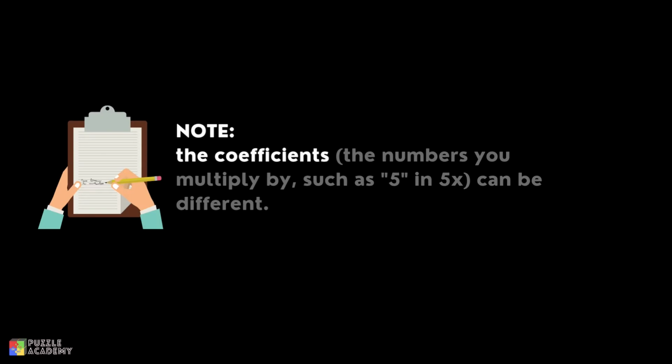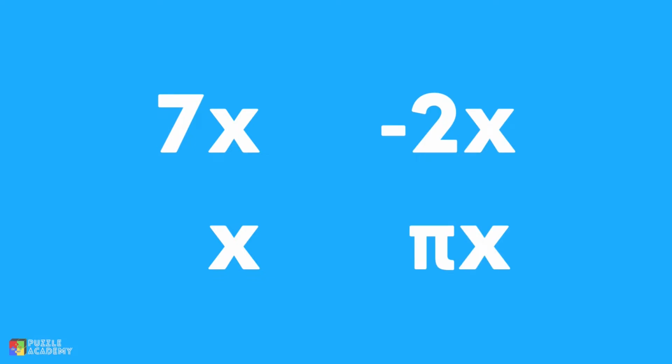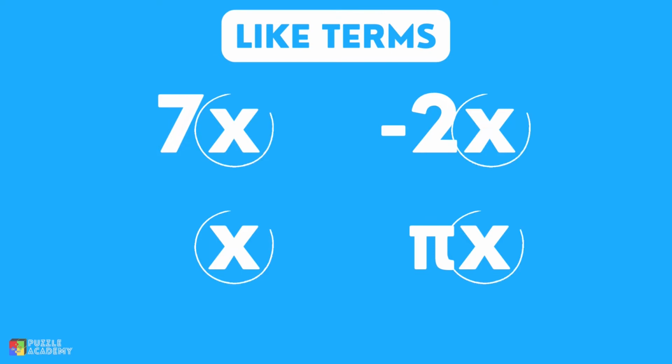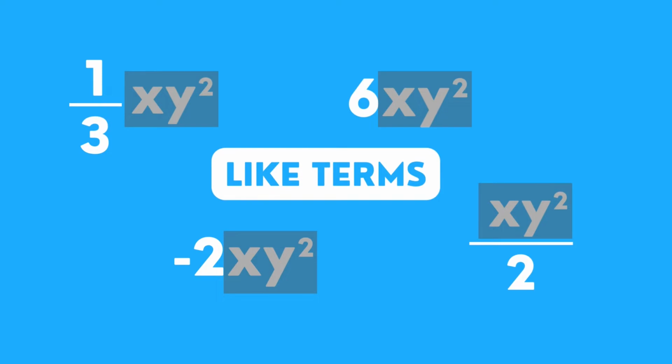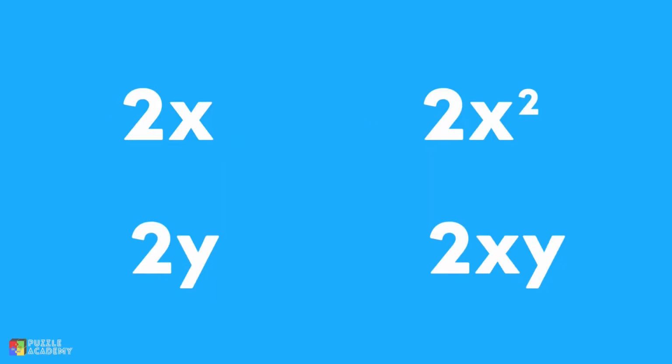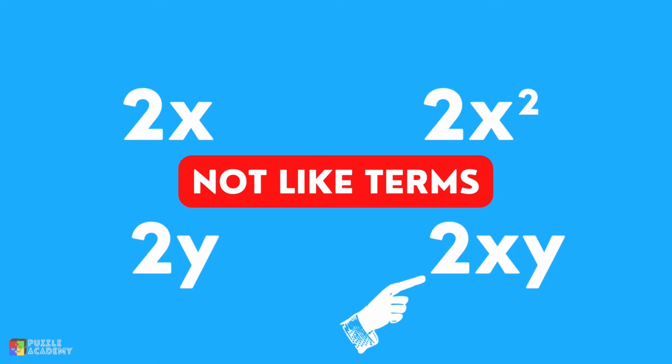Let us take note that the coefficients, or the numbers we multiply by, such as 5 in 5x, can be different. For example, 7x, x, negative 2x, or pi x are all like terms because the variables are all x. Another one, 1/3 xy squared, negative 2xy squared, 6xy squared, xy squared over 2 are all like terms as well because the variables are all xy squared. Lastly, these examples are not like terms because the variables and their exponents are different. For example, 2x, 2x squared, 2y, and 2xy.